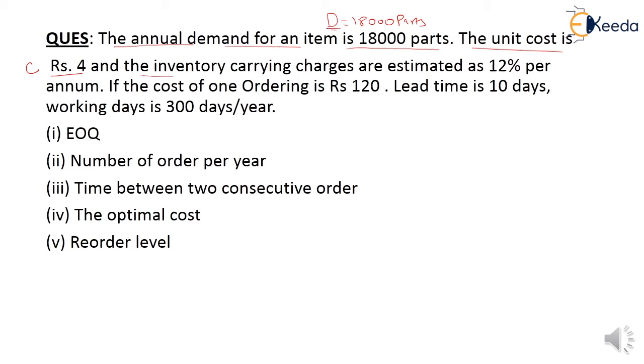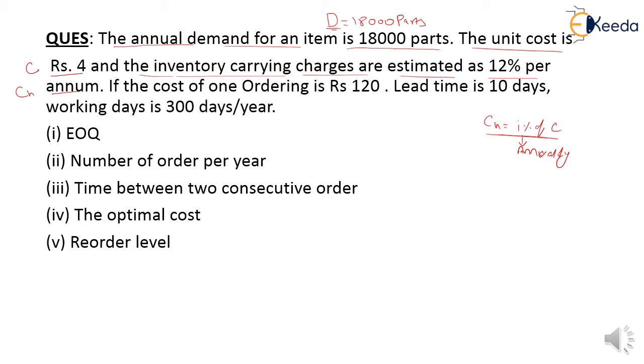And the inventory carrying charges are estimated as 12% per annum. So this information is given for CH in terms of I percent. So CH is nothing but I percent of C. Okay, so we can easily calculate the CH from I percent, and I percent is annual.